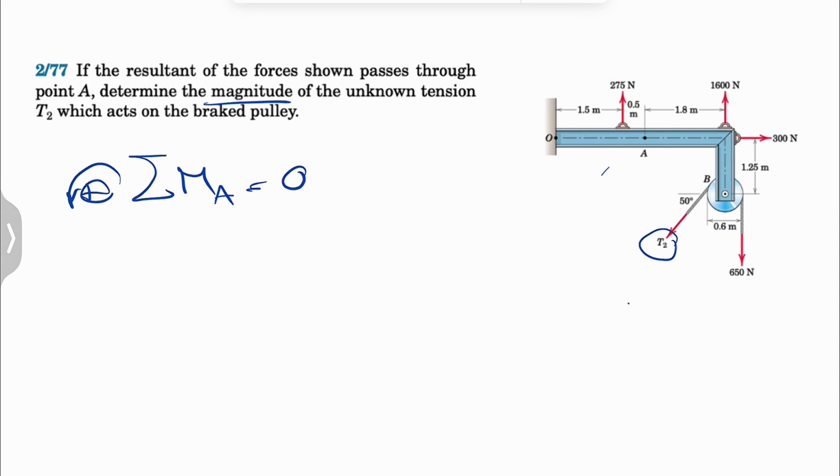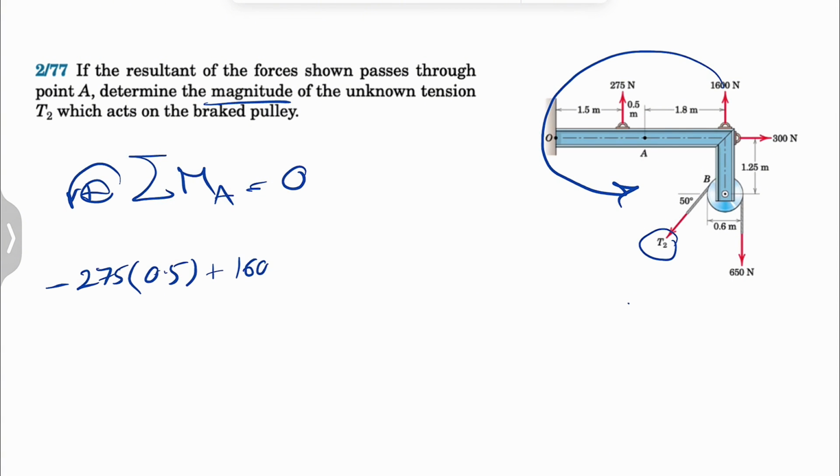So let's start with the 275. That's going to make a clockwise moment, so negative 275. The distance is the vertical distance from A to the line of action, which is 0.5 meter. So this one's out. We have the 1600 Newton force, which makes a counterclockwise moment, so positive 1600. This is the line of action, and this is our vertical distance, 1.8. That one's out too. We have the 300 Newton force. The line of action passes through A, so no moment from that one.